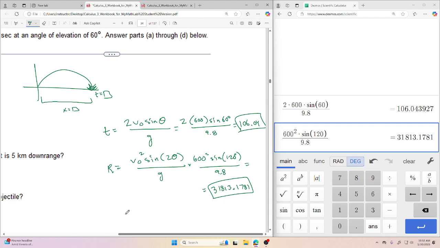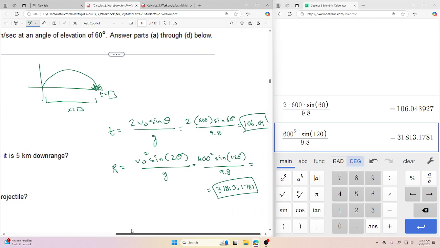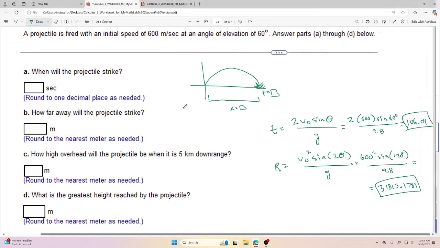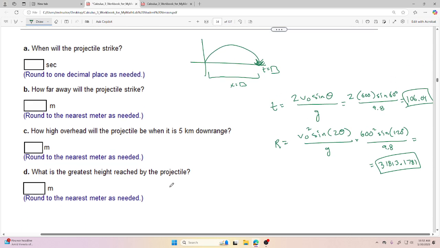Okay, so it's cool we had formulas for that, right? I love formulas. Are we cool with the formulas? Good. Copy paste, right? How high overhead will the projectile be when it's 5 kilometers downrange? So we know that the full distance is 31,000, basically. So 5 is right around here, let's say. That's 5,000. They're wanting to know how high, so we want the y value. And what's the greatest height? That's going to be the max up here, which I think there's a formula for that too. We'll get to that.